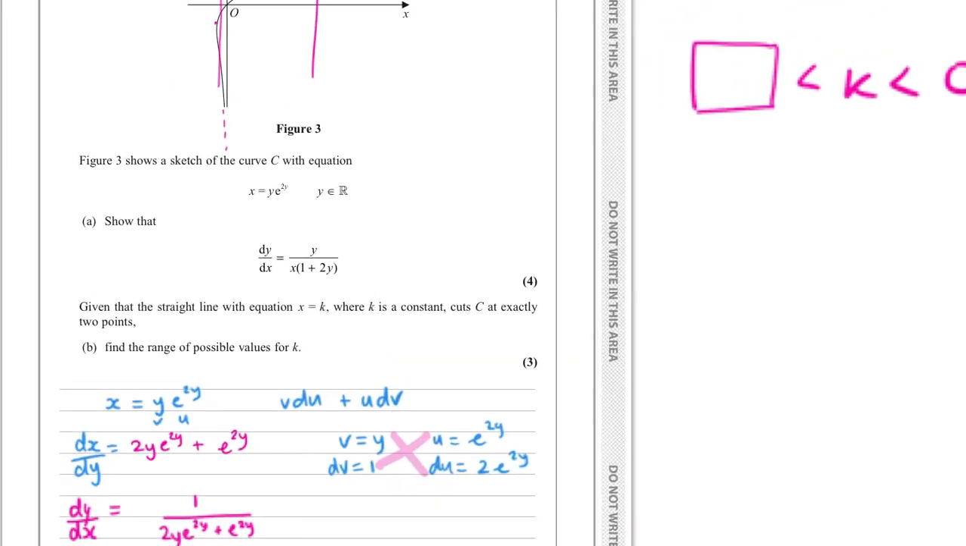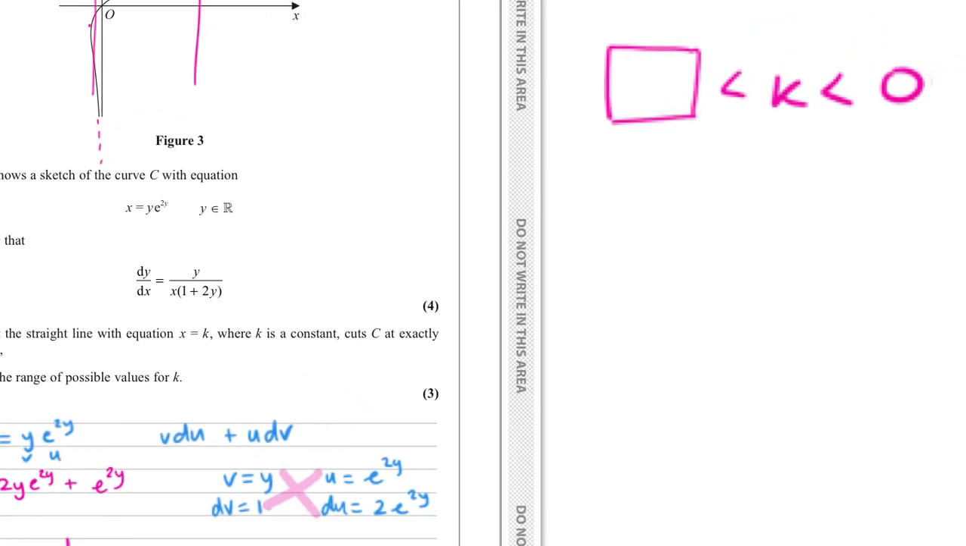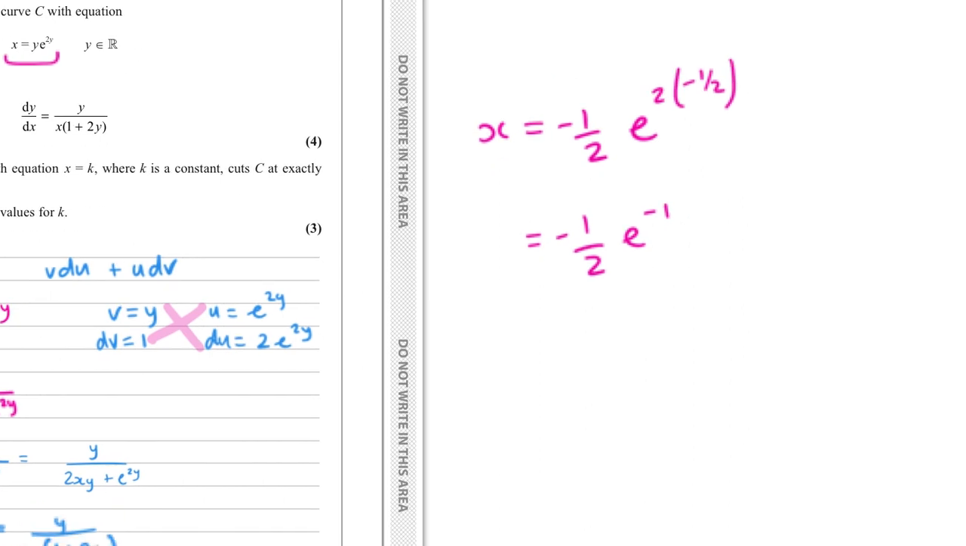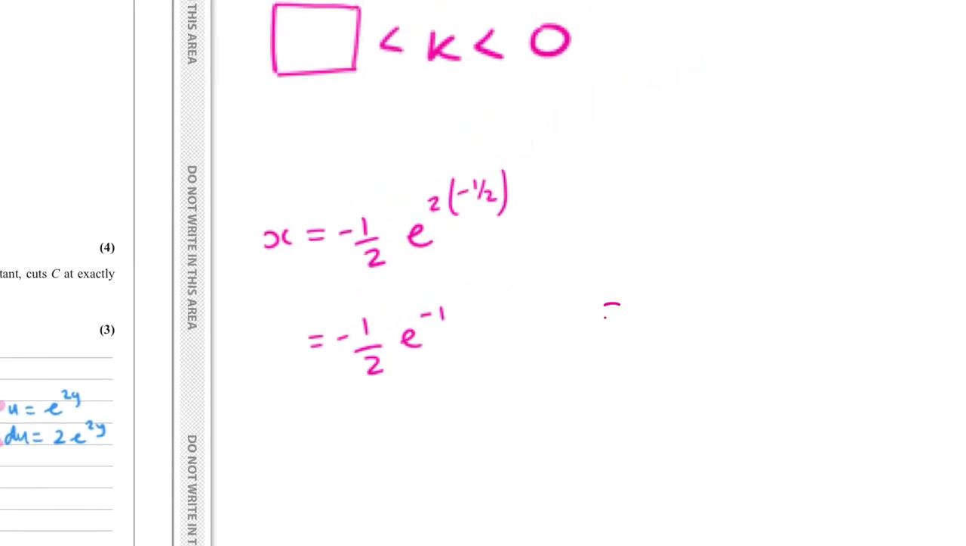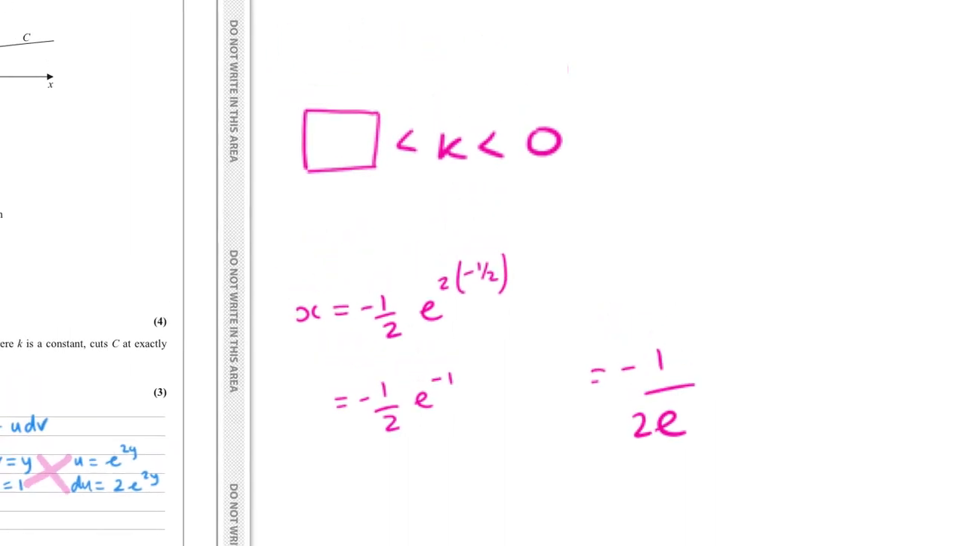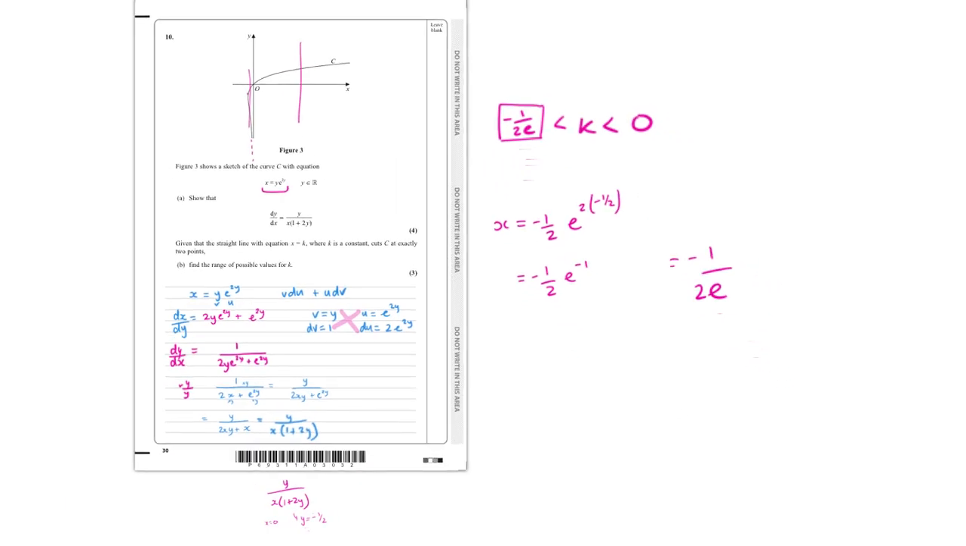We're going to actually find our next x coordinate by substituting it into here. So x equals negative a half e to the power of 2 lots of negative a half. So we're going to have negative a half e to the power of minus 1, which you could leave like that, or you could write minus 1 over 2e. Okay, so then you have minus 1 over 2e. That is what our values of k have to be between.